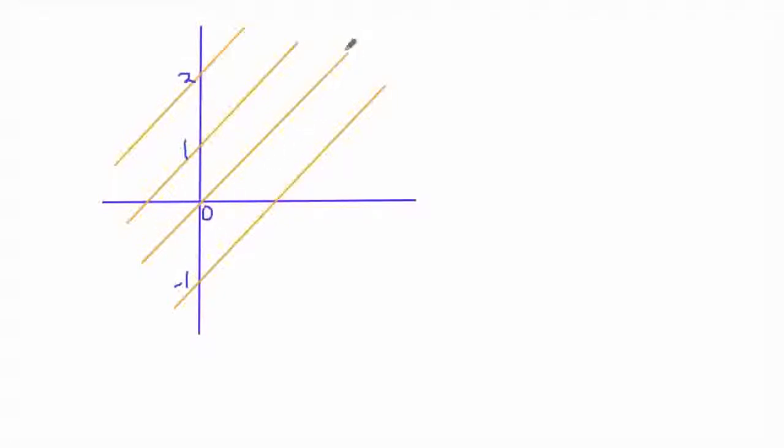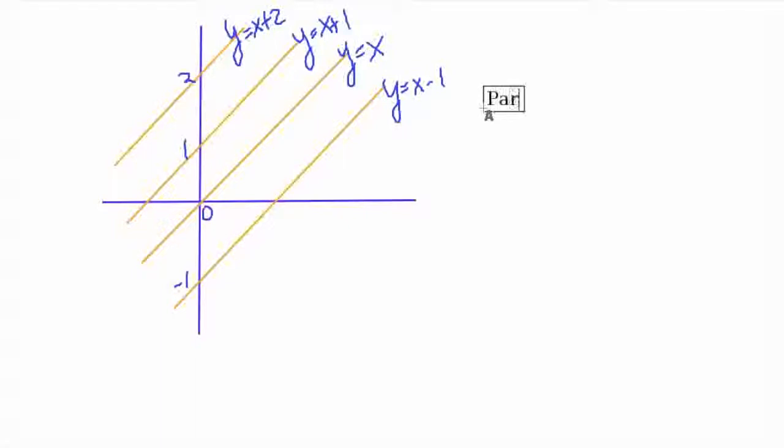Okay, so one of these is the graph y equals x. This one is the graph y equals x plus 1. The next one is y equals x plus 2. The other one is y equals x minus 1. Now notice that they all have a slope of 1. So that's the first observation. Parallel lines all have the same slope.